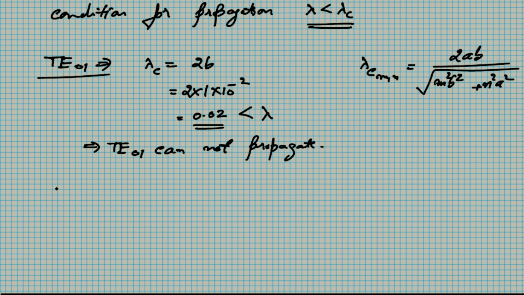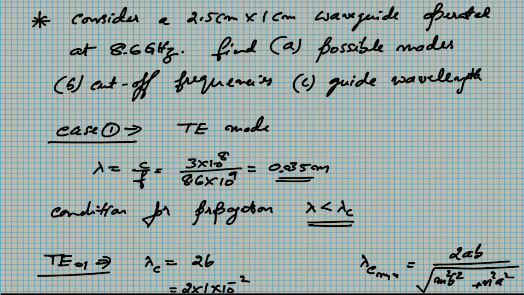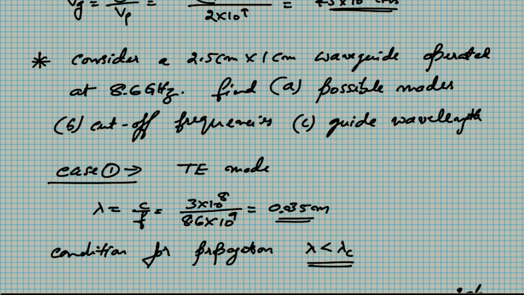Right, now let's move ahead. In the next case you will consider TE10. So this says that lambda c should be 2a, right? Same equation, I make the modifications. M is equal to 1, n equal to 0. Yes, now you tell me what happens. So 2 into, let me just check. I think A is 2.5 centimeters, right?